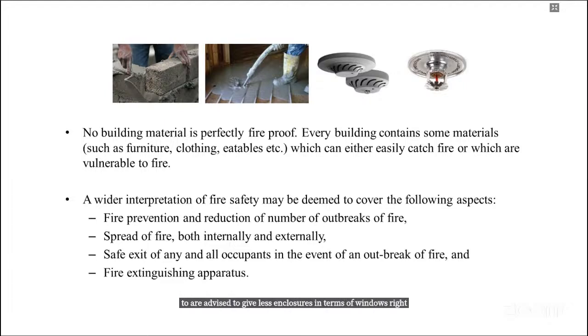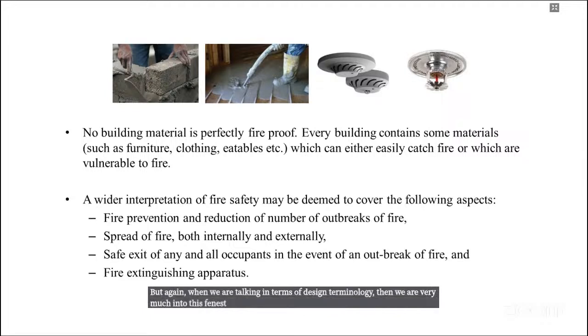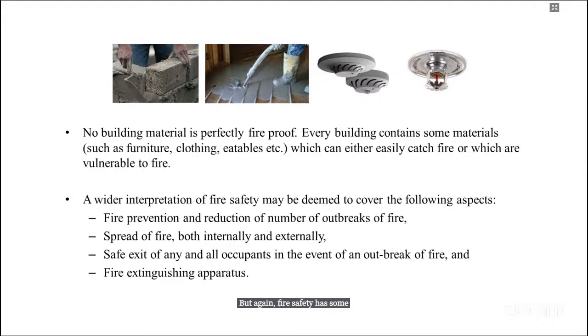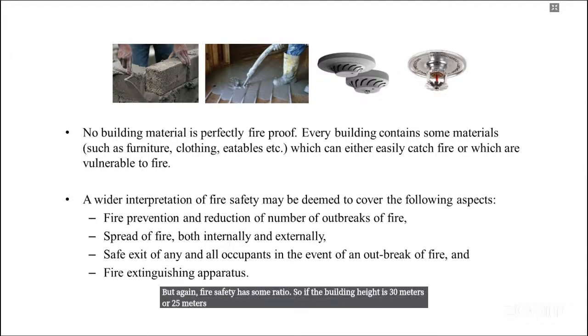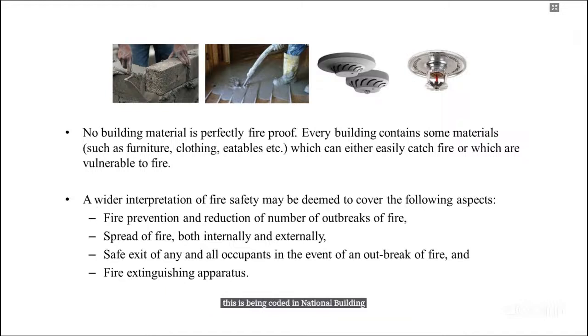But again, when we are talking in terms of design terminology, then we are very much into this fenestration, ventilation word. Our teachers, our mentors, our designers are very much into this. But again, fire safety has some ratio. So if the building height is 30 meters or 25 meters or 60 meters tall, then your fenestration ratio has to be according to that building. This is being coded in the National Building Code and is being saved as a fire safety norm.